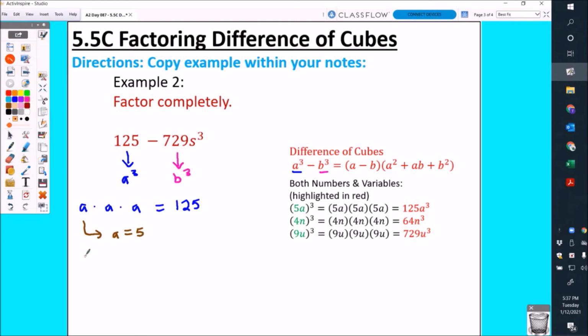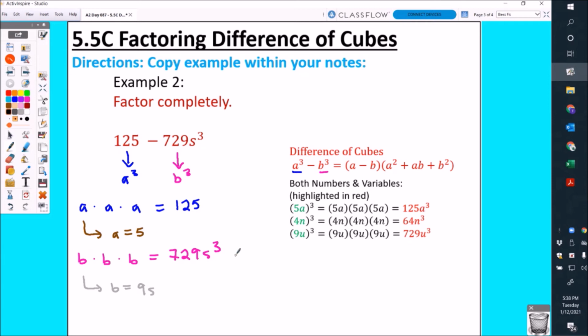Now moving on to our second term, what is the value of b when it multiplies itself 3 times to get you 729s to the third? So the only option we have for the number 729 is 9. And then for the variable s to the third, when you multiply itself 3 times, it's going to be just s. So here we have, for our b value, 9s. When you multiply that itself 3 times, you will get 729s to the third.